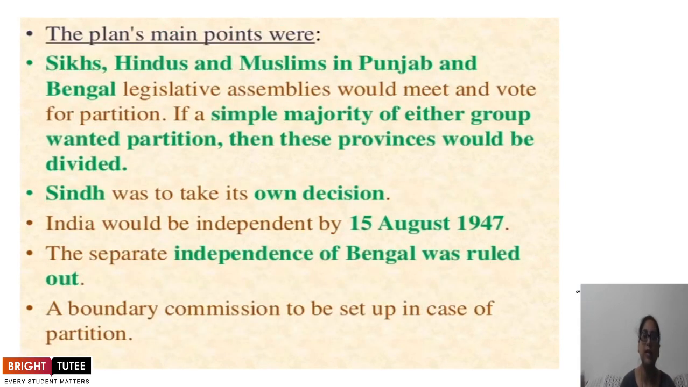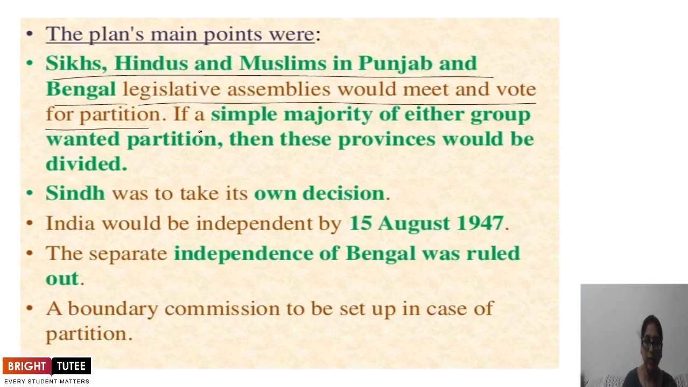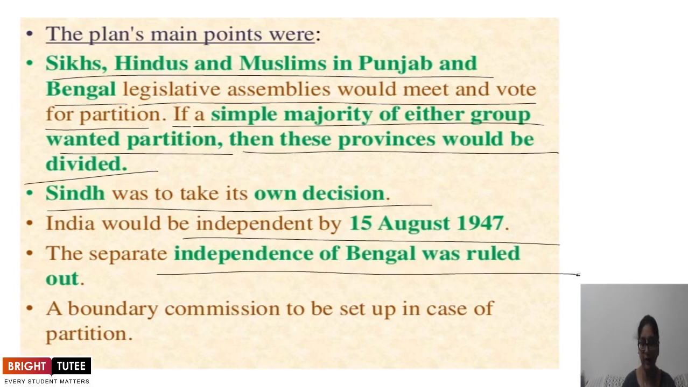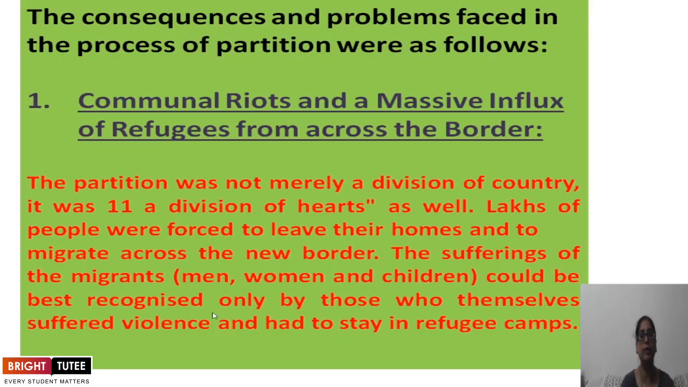And this plan has some main points. Hindu and Muslim members in Punjab and Bengal legislative assemblies would meet and vote for partition, and if a simple majority of either group wanted partition, then these provinces would be divided. Sindh was to take its own decision. India would be independent by 15th August 1947. The separate independence of Bengal was ruled out. A boundary commission to be set up in case of partition.